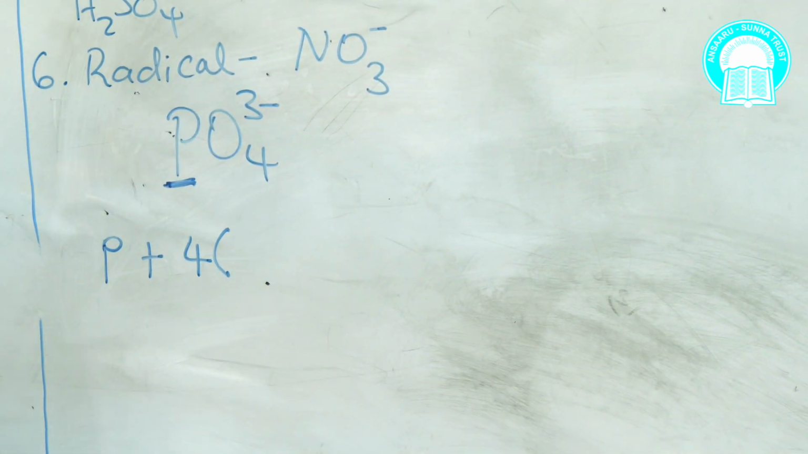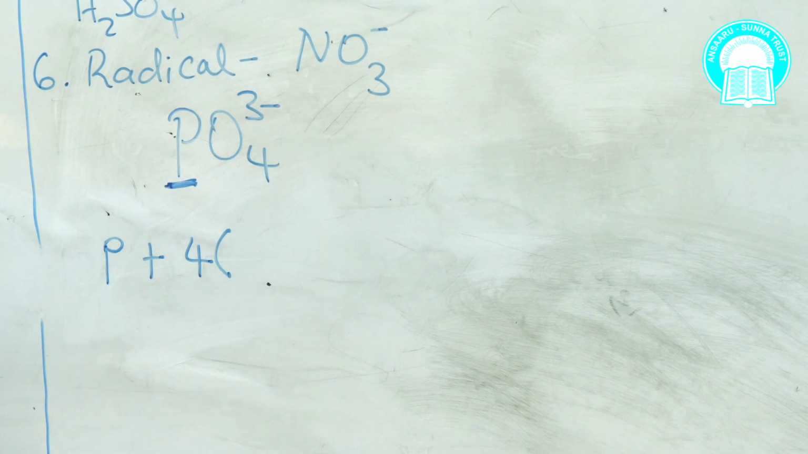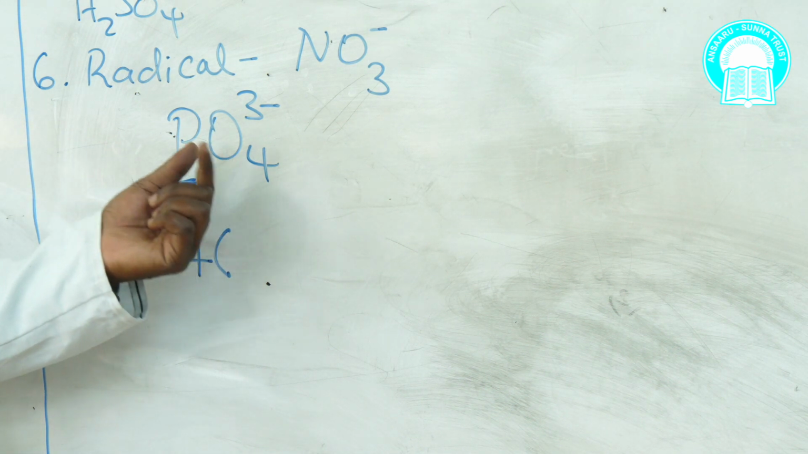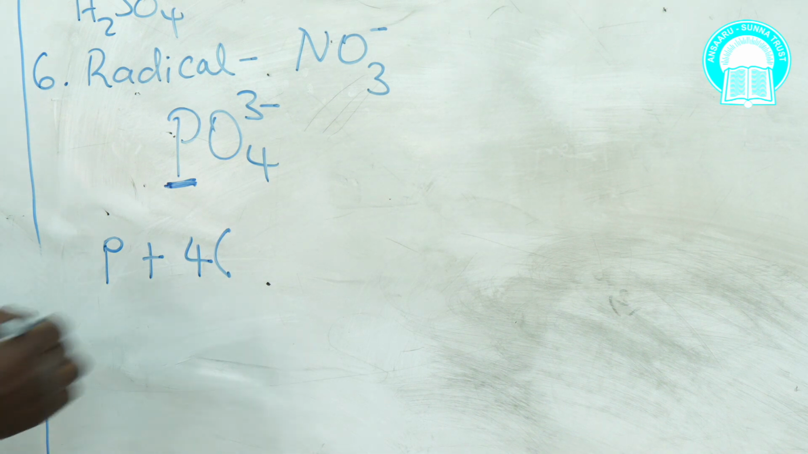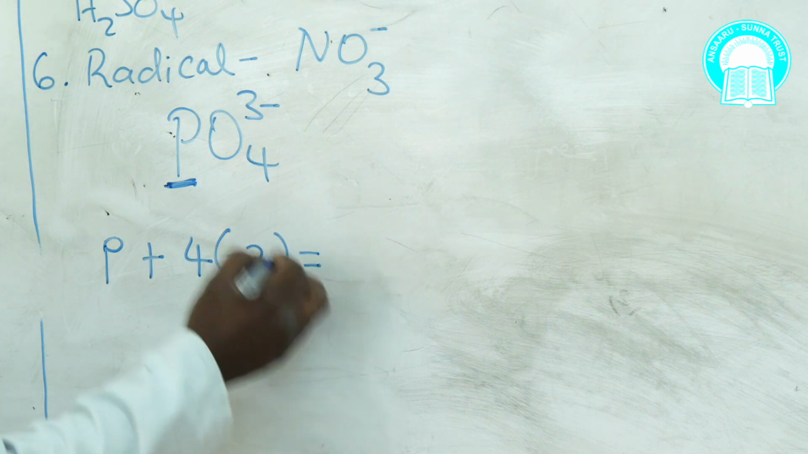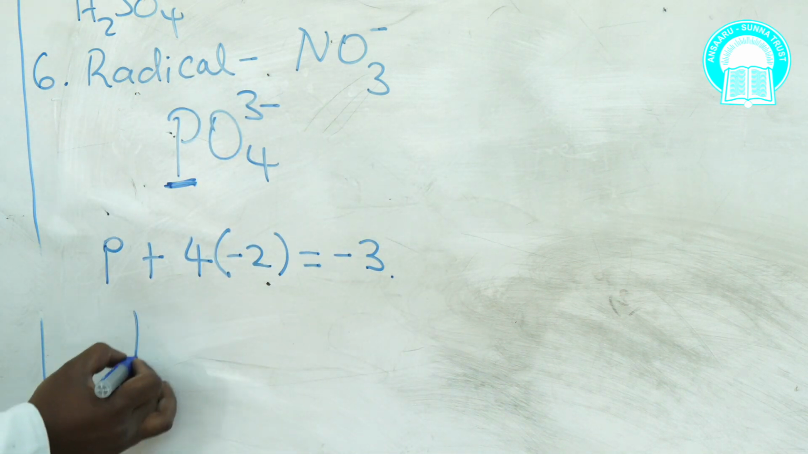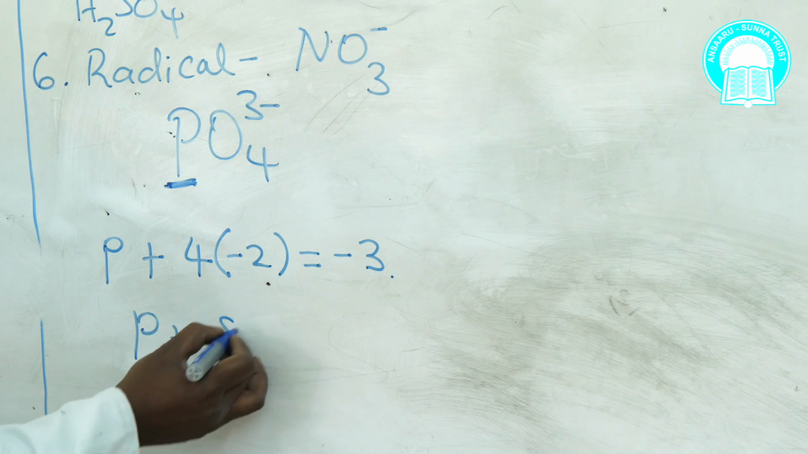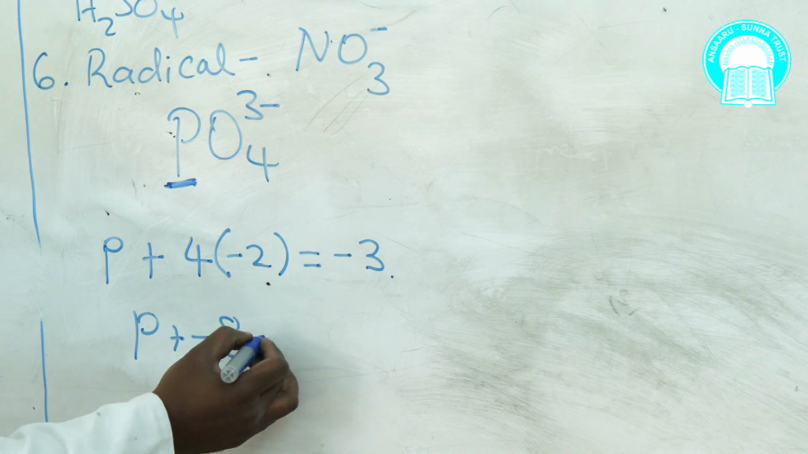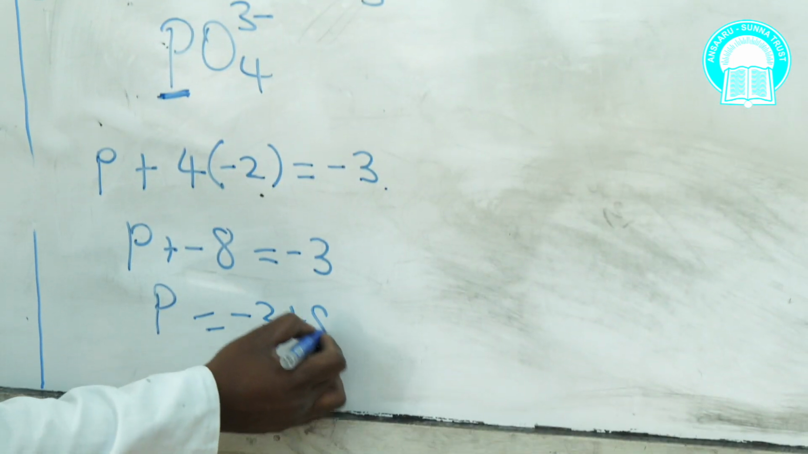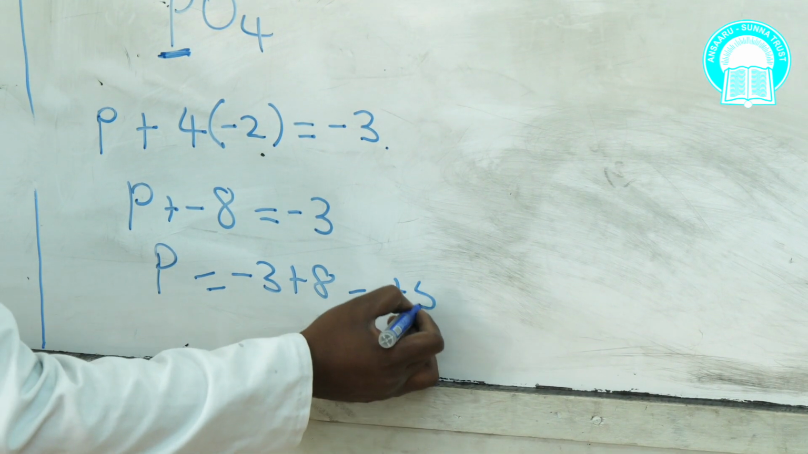Using rule number 3, we see that this phosphate is not a peroxide, it is not an oxyfluoride. Therefore, the oxidation number of oxygen is -2. So 4 times -2 plus P should give us the overall charge, which is -3. With some algebra, P plus -8 is equal to -3. So P will be equal to -3 plus 8. This gives us +5.